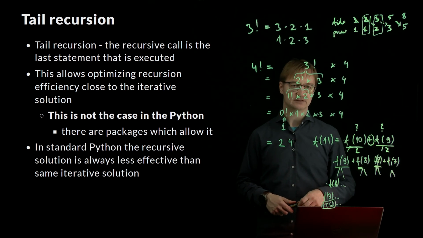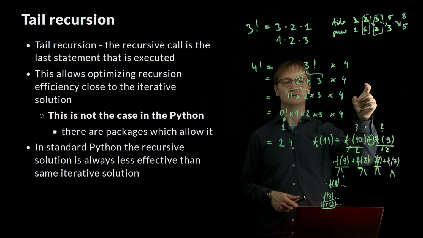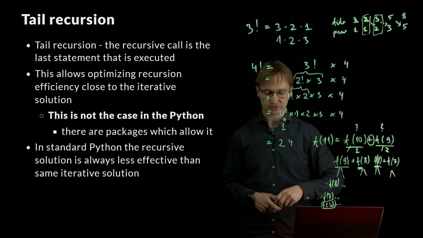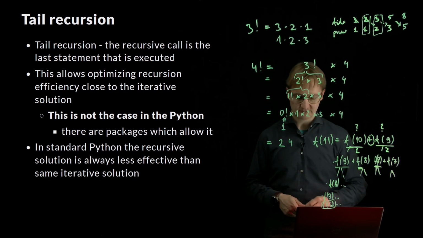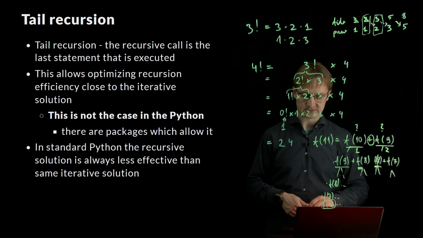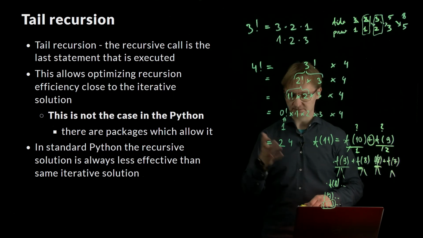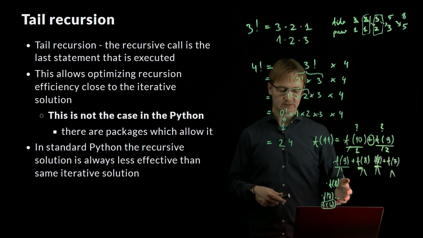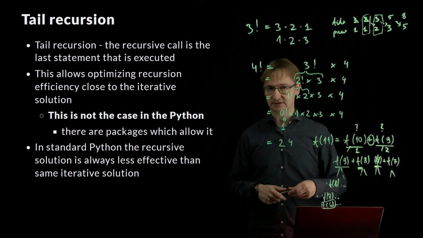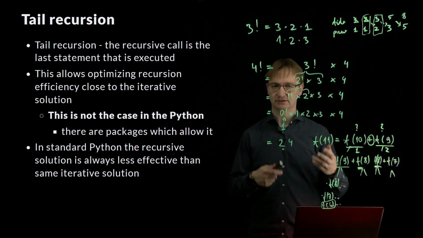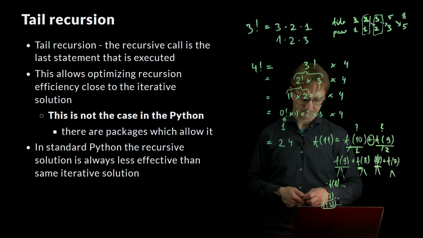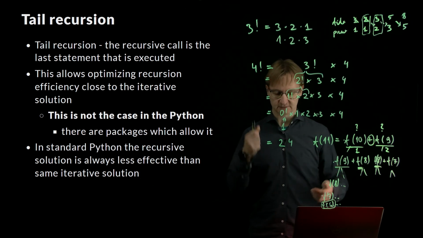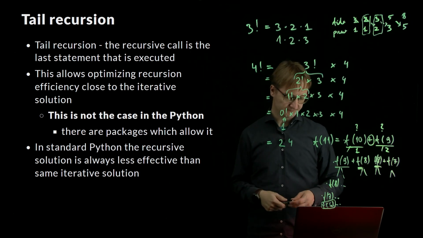If I compare this tail recursion with my iterative solution, the time wasn't so much off. It was maybe 10 times slower, maybe a bit more, but still the difference is not like a million times slower. But if you really want to achieve the same result as an iterative solution, then you have to use some additional package in your Python. And this might change in the future. So maybe in Python, the tail recursion is optimized by default.